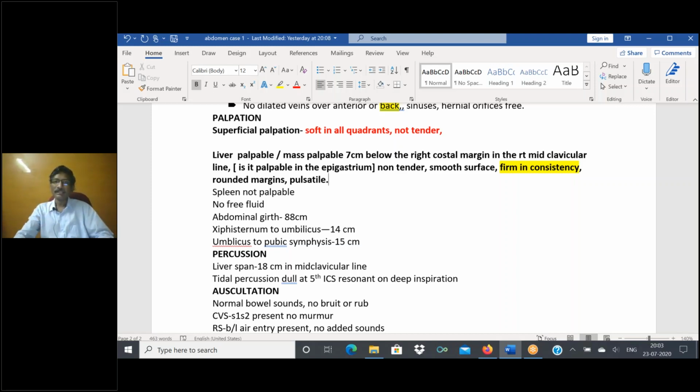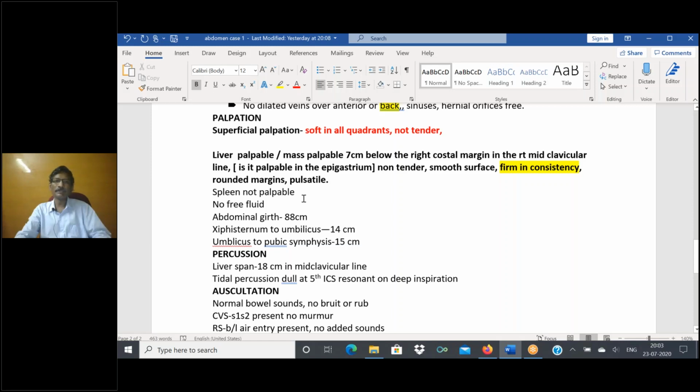Is it tender or not? If it is tender, you won't go above it. If it's tender, you won't be able to identify many of the things you tell subsequently. So you can tell that it is tender, so I didn't go ahead and do a detailed liver examination. You can tell that. Then you have to tell about the surface, consistency, margins, and whether it's pulsatile or not. So then he has elaborated.